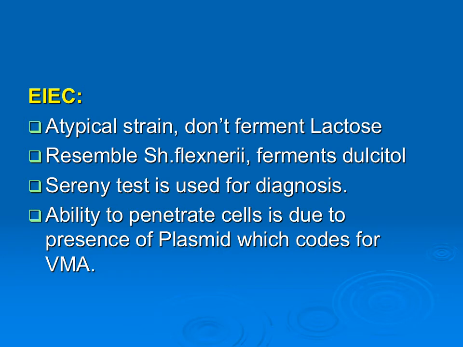Now, one of the important properties of enteroinvasive Escherichia coli is that it has the ability to penetrate the cells due to the presence of plasmids. These plasmids code for virulence marker antigen.